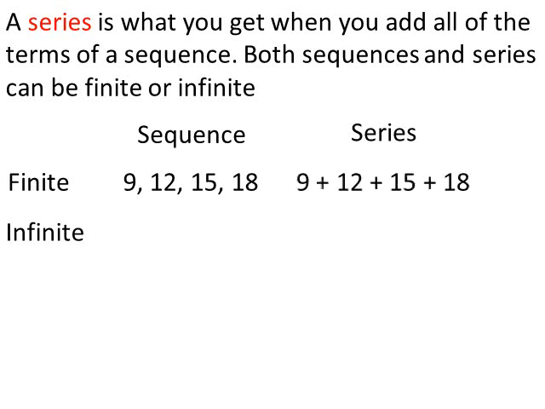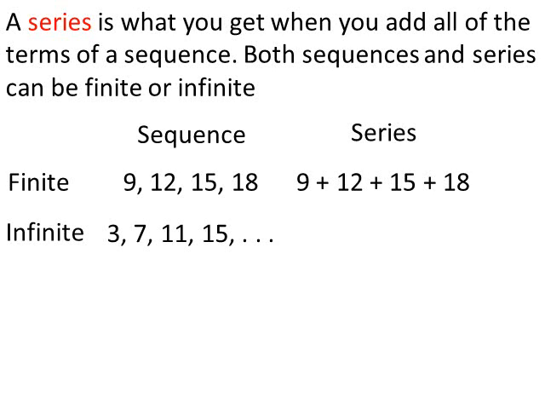So a finite series would be to take those numbers in the sequence, the 9, the 12, the 15, and the 18, and instead of putting a comma between them, add them. And if you wanted to evaluate the series, then you would actually find the sum and come up with a single number, like when you add 9 plus 12 plus 15 plus 18.